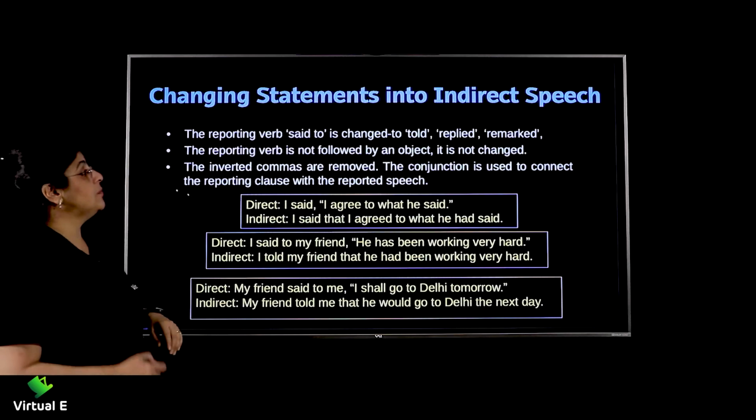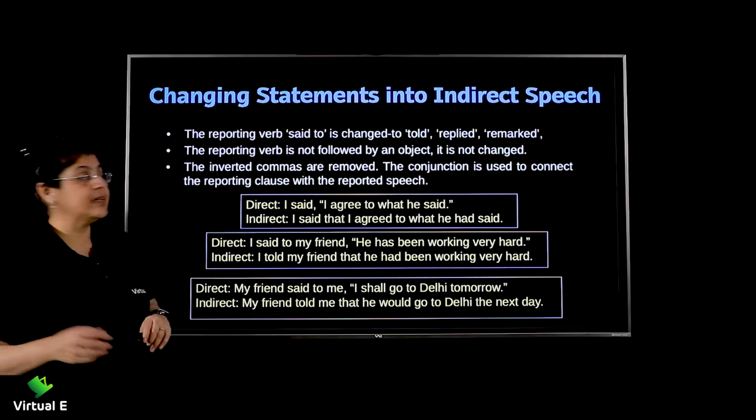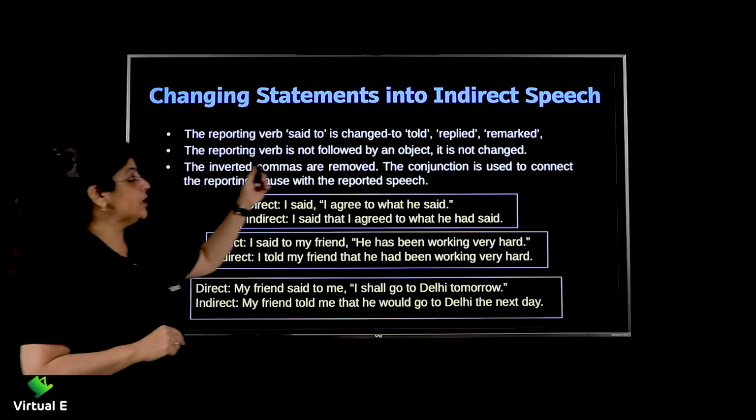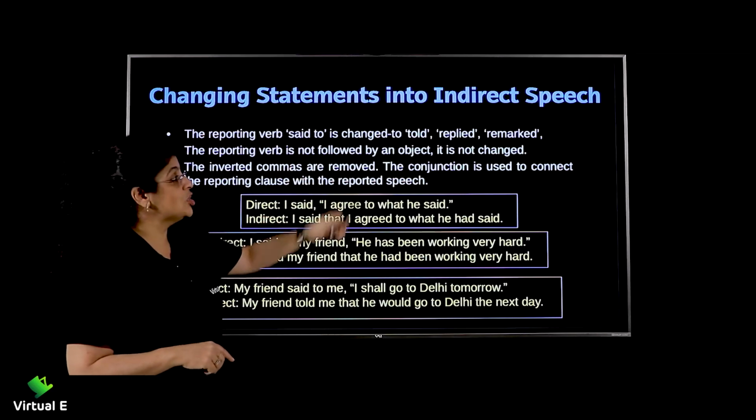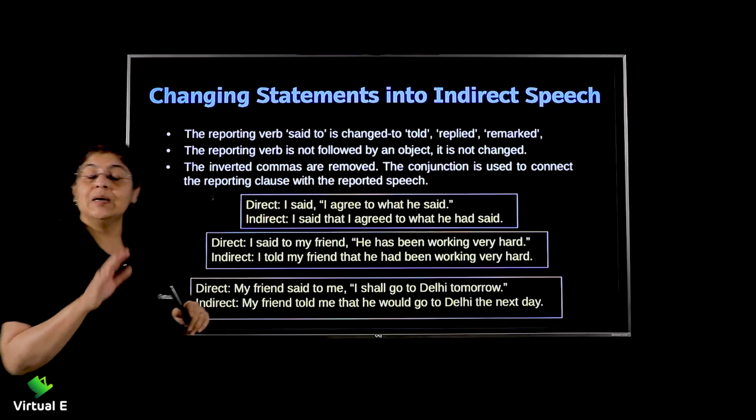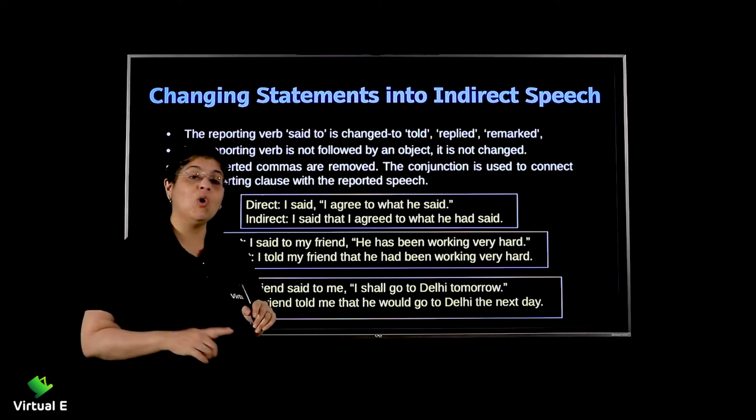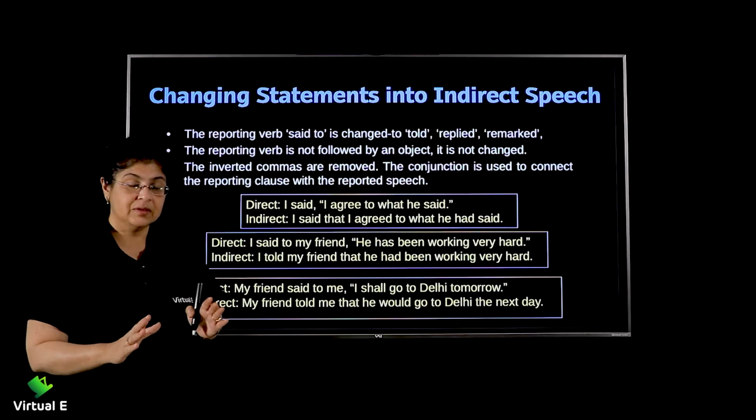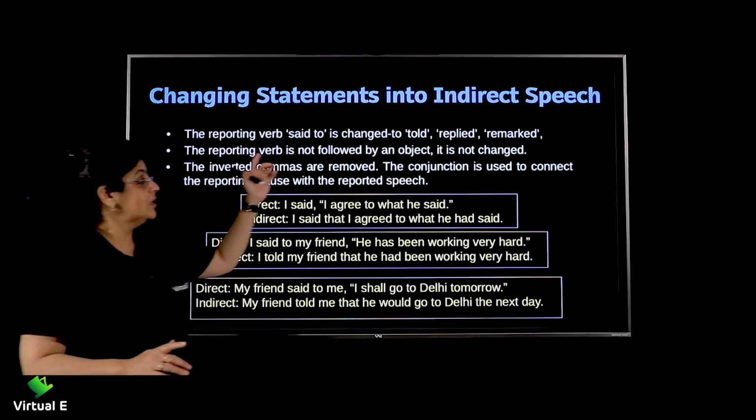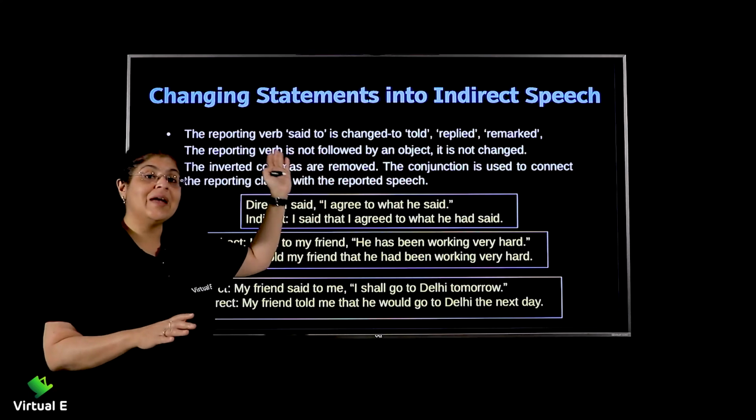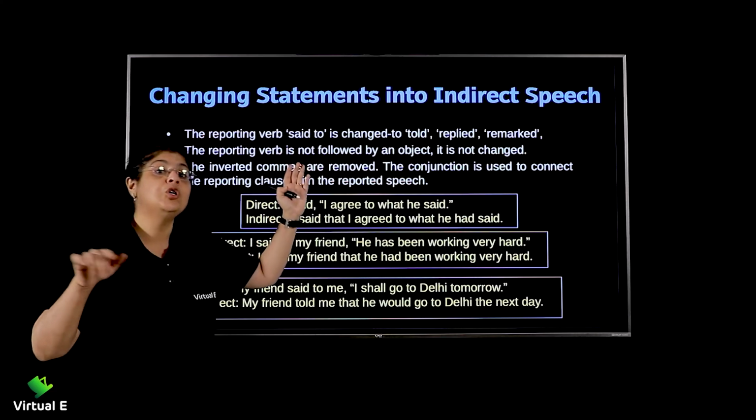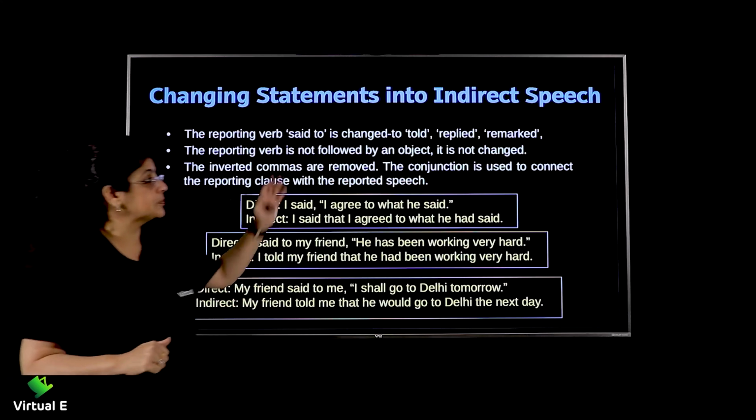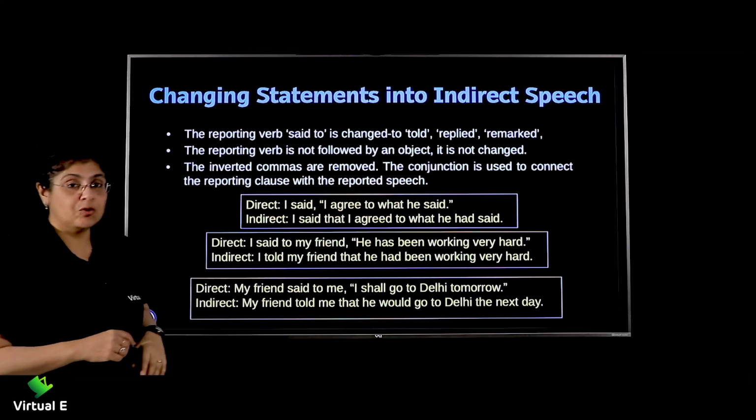Moving further, you have the changing statements into the indirect speech. Now, as I told you earlier, the reporting verb "said to" is changed to "told". Please, it is not "told to". It's wrong. It is only "told", because in "told", the "to" already is there. "Said to" is equal to "told", not "told to". That's wrong English. It can be replied, remarked.